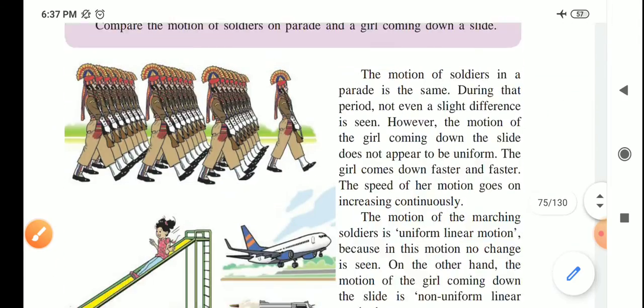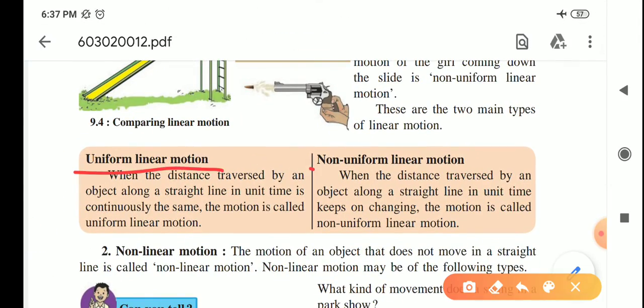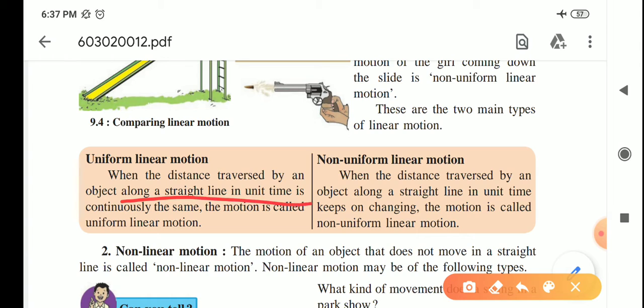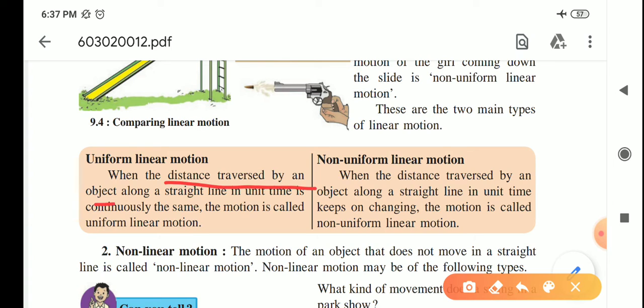Now let's see the definition: uniform linear motion and non-uniform linear motion. When the distance traversed by an object along a straight line in unit time is continuously the same, the motion is called uniform linear motion. So here two things are said in this definition: the distance traversed by an object along a straight line in unit time. It has to be continuously the same.